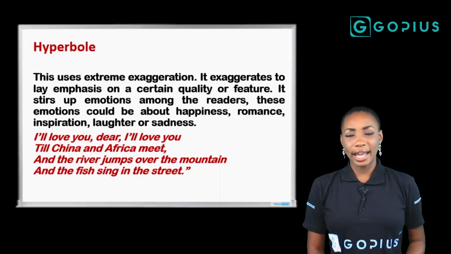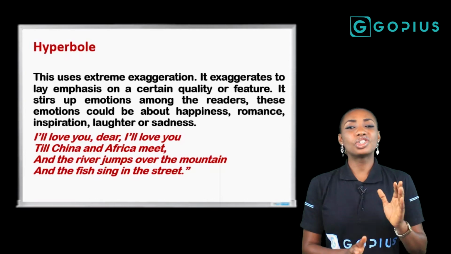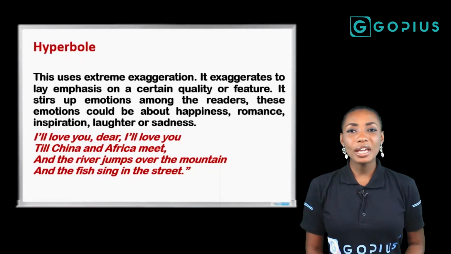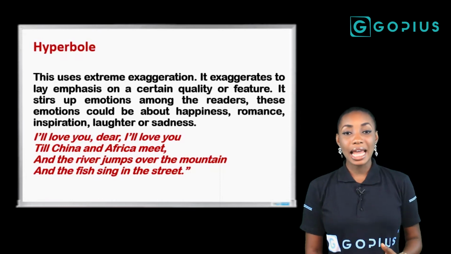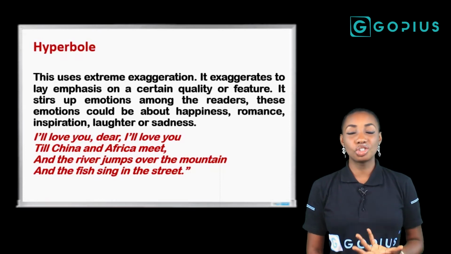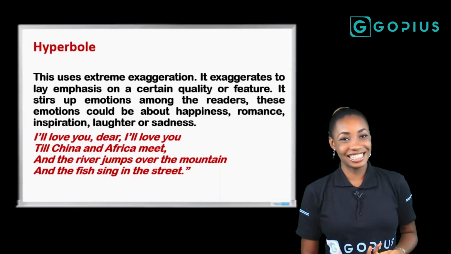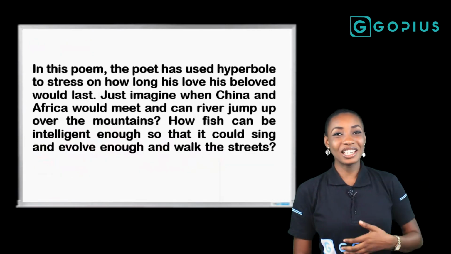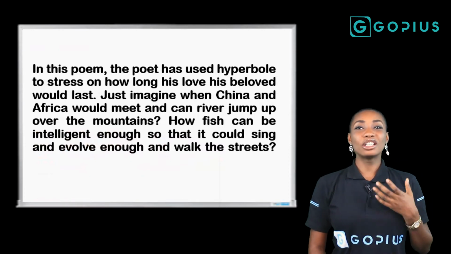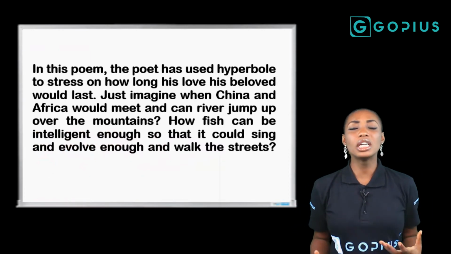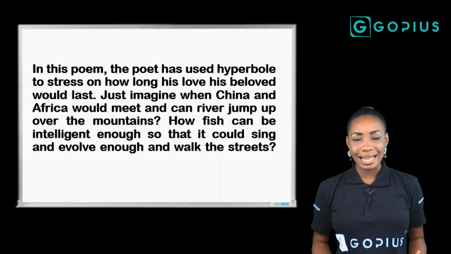"I love you, till China and Africa meet, and the river jumps over the mountain, and the fish sing in the street." Okay, that is heightened exaggeration, I would say. So in the poem, the poet has used hyperbole to stress how long his love for his beloved would last.